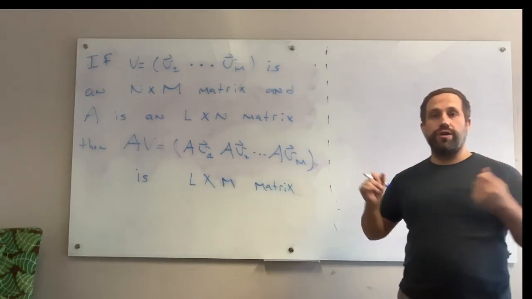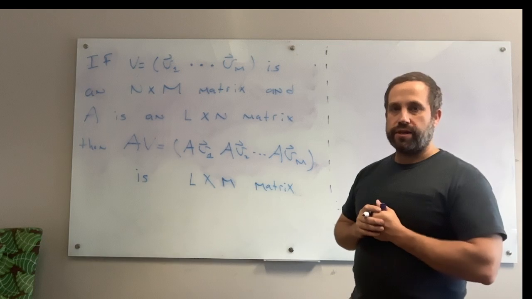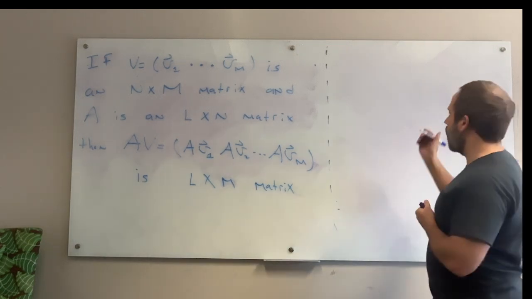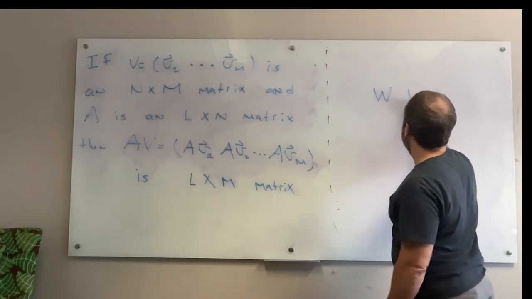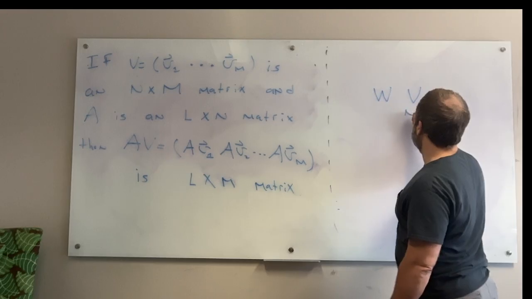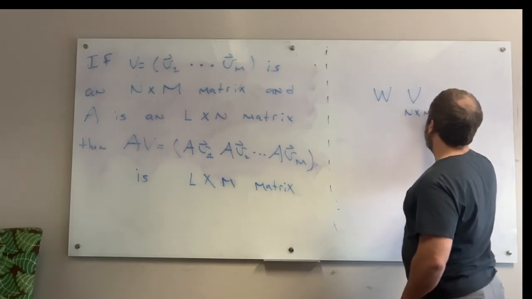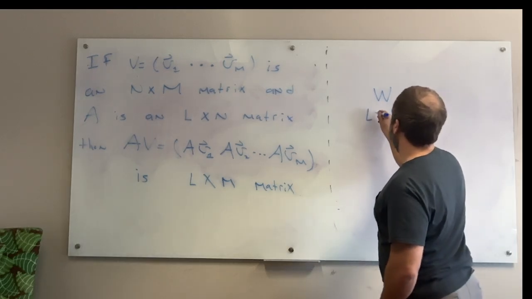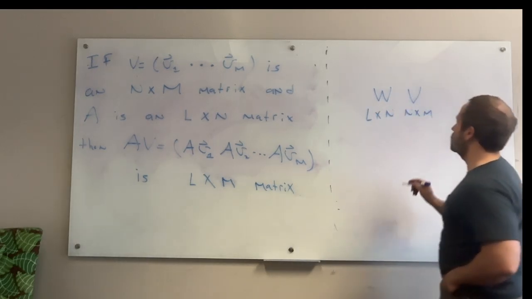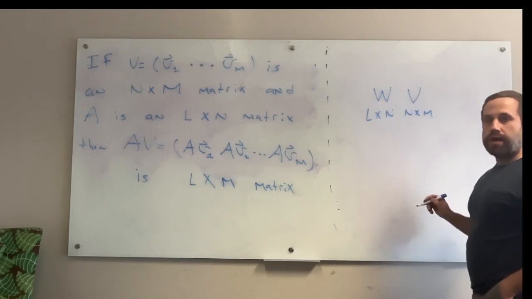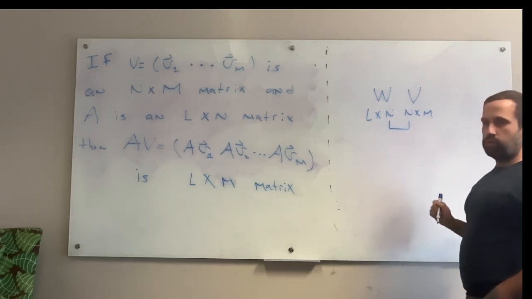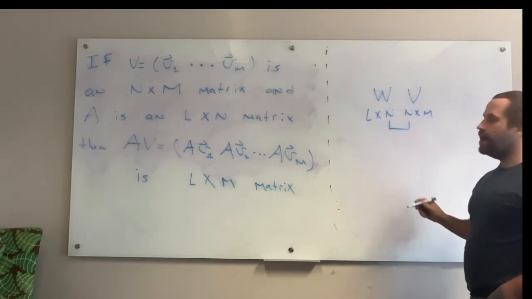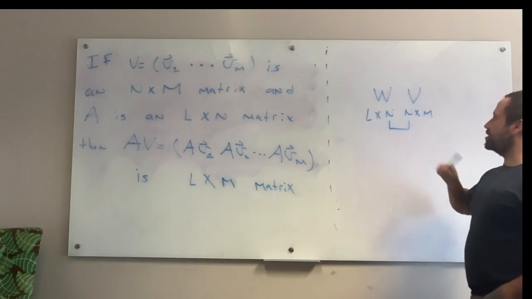At least that's one of the reasons that we want to define matrix multiplication the way that we do. Now, in general, if we have two matrices, I'm going to say W and V. Let's say this is an N by M matrix, and let's say this is an L by N matrix. For this product to be defined, these two dimensions, which are called the inner dimensions, must be equal to each other.